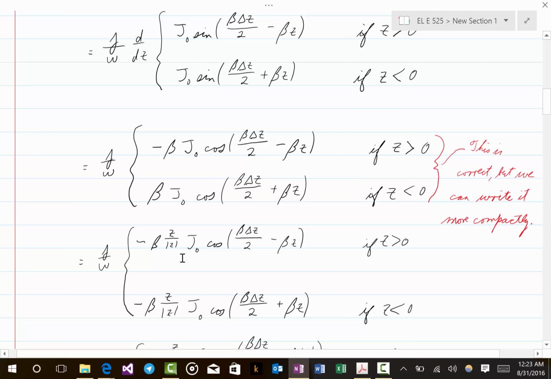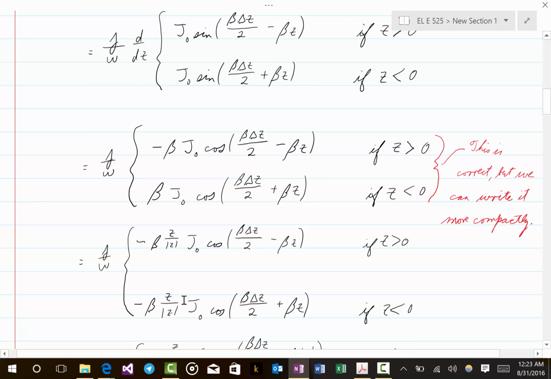And you might think, well, what is the purpose of doing that? That's just making the expression more complicated rather than less complicated. But we'll see the point in that in a moment. Everything else we just bring down. The cosine of beta delta z over 2 minus beta z we bring down right here.